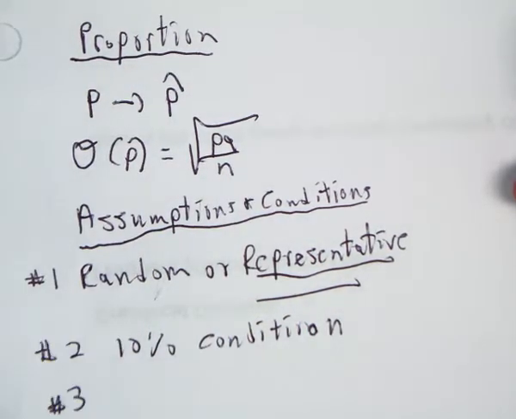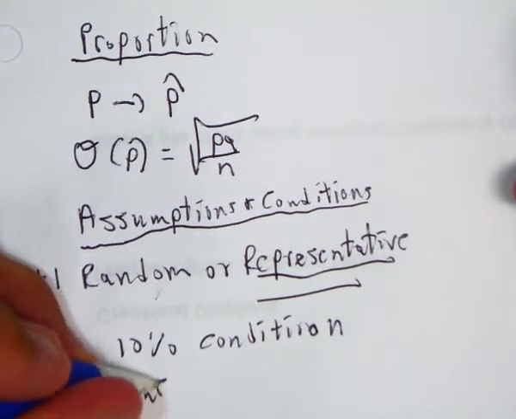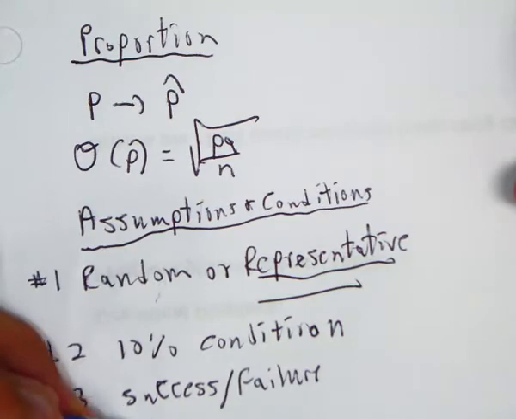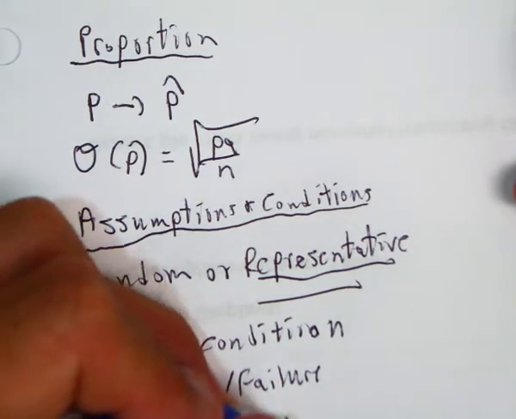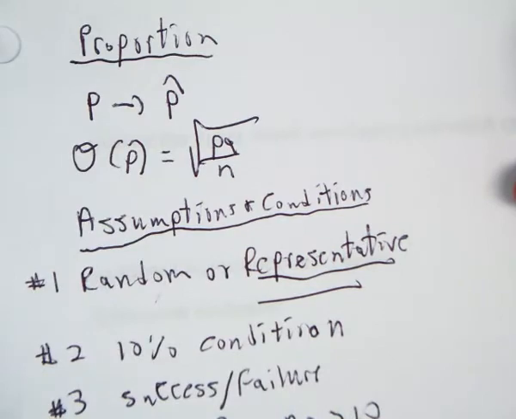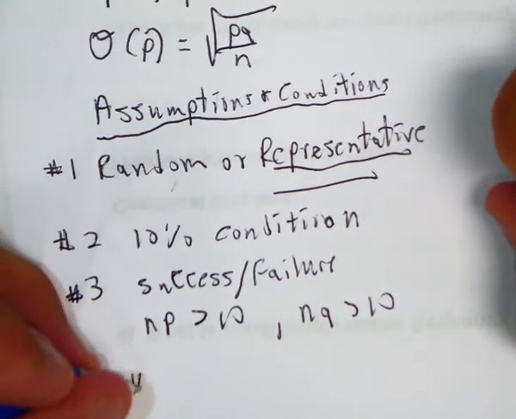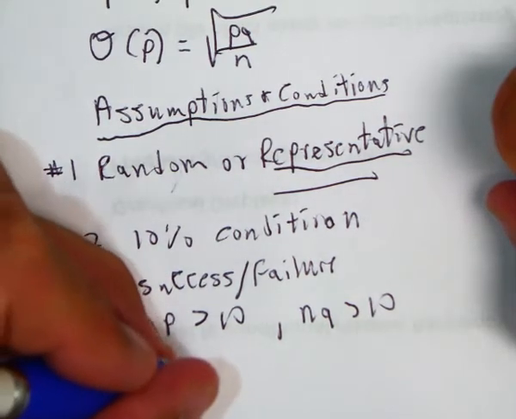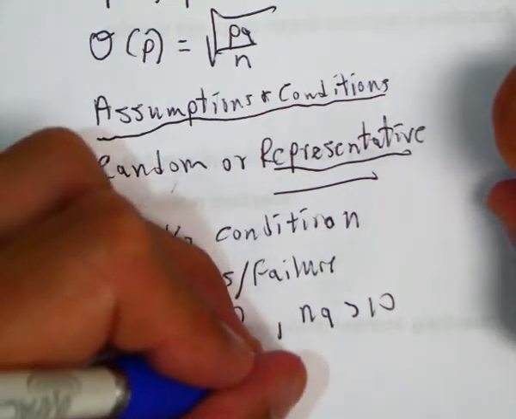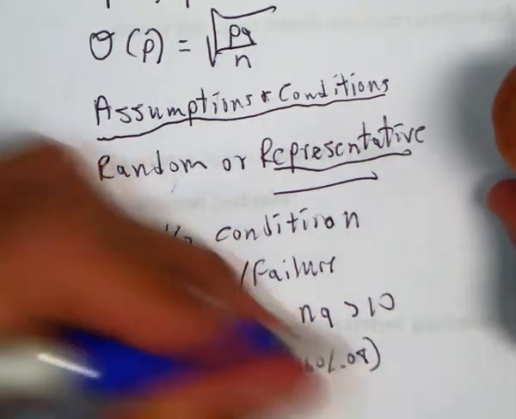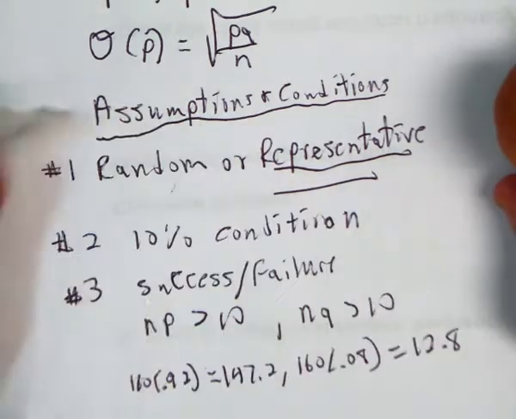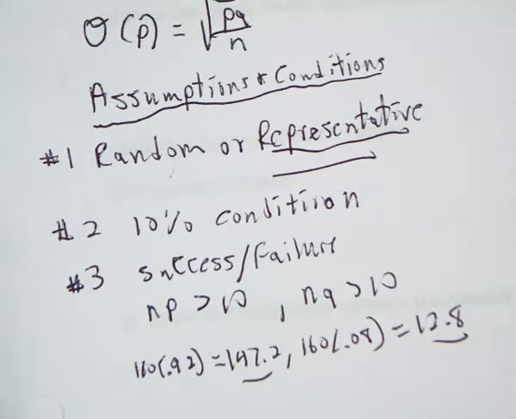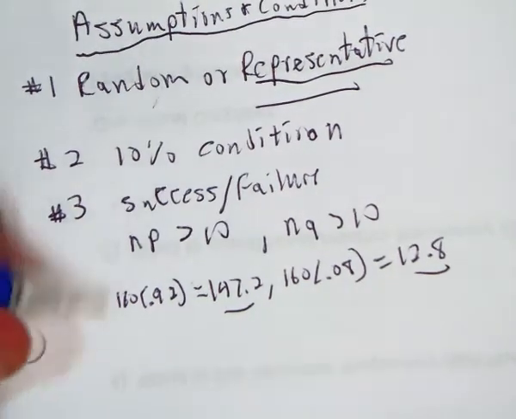And then number three, the success/failure condition, and that is that np is greater than 10 and nq is greater than 10. Okay, so what is n? Well, n is 160 times 0.92, and that's 147.2, and then 160 times 0.08, and that equals 12.8, and both of those are greater than 10, so we can proceed.